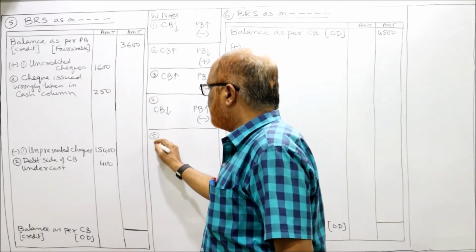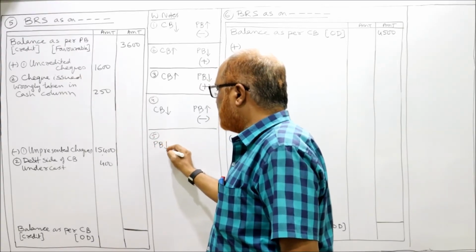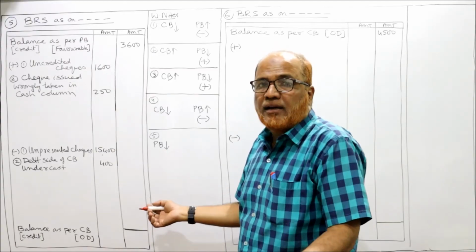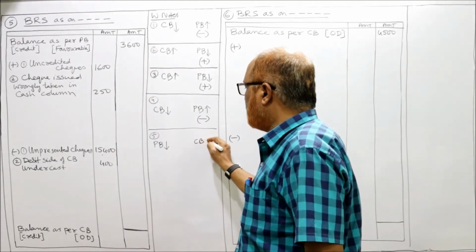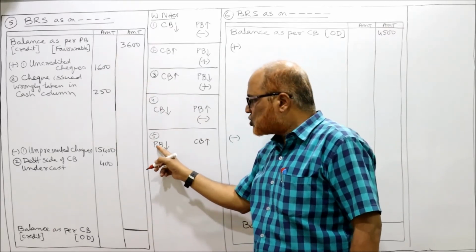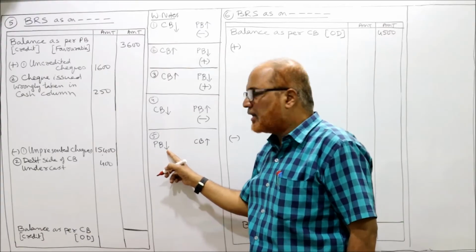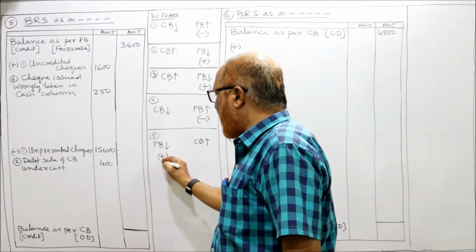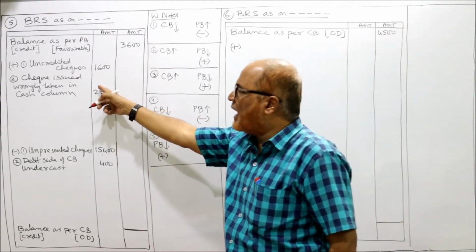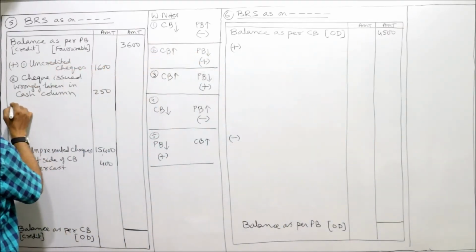The fifth item, passbook balance has decreased because bank charges are debited in passbook but not entered in cash book. The cash book account is showing more balance. Our starting point is passbook. It is showing less balance. When it is showing less balance, what we have to do? We have to add. So this bank charges we have to add. So addition side, I am writing here.